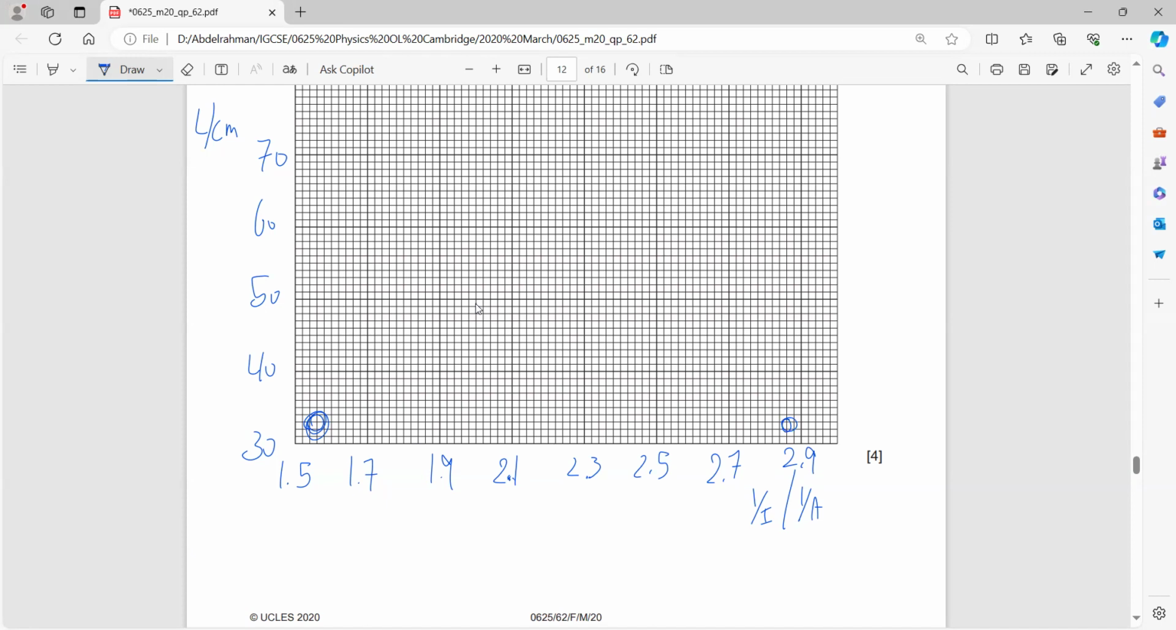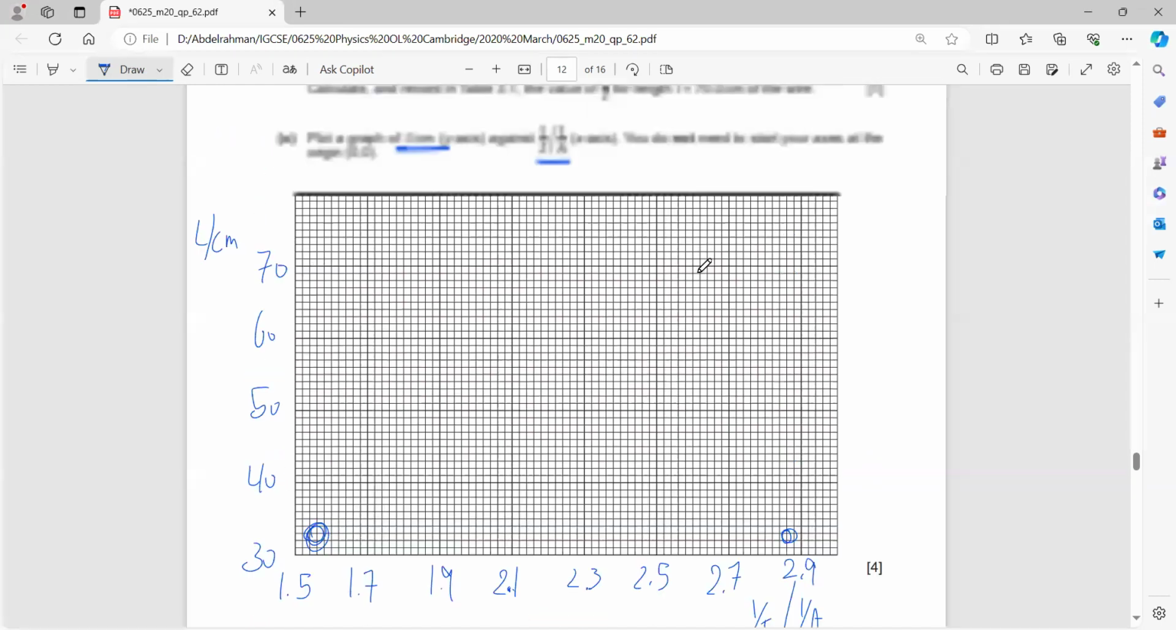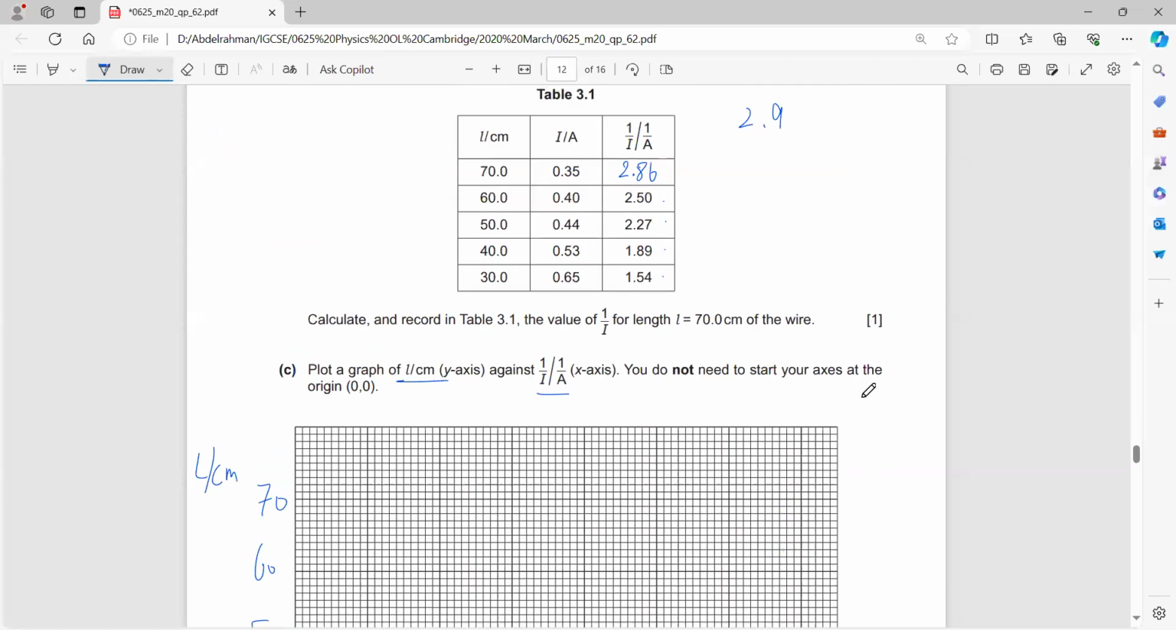Someone suggested that we use the numbers in the graph, in the table, which would be wrong. If you use the numbers in the table, that would be wrong. Why? Because these numbers aren't separated evenly. Okay, the difference between each number is not the same, so you cannot do that.